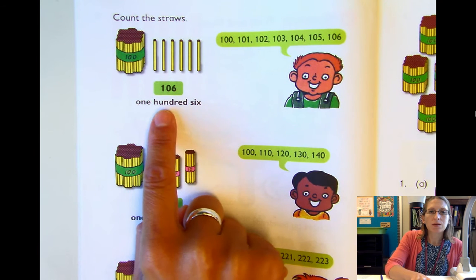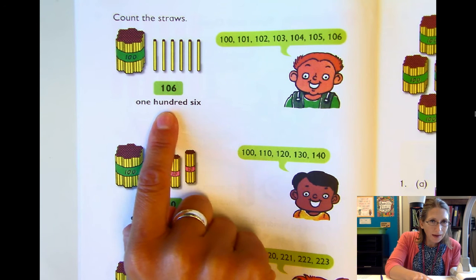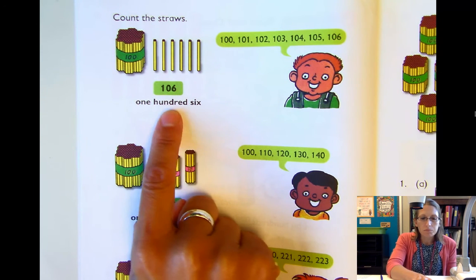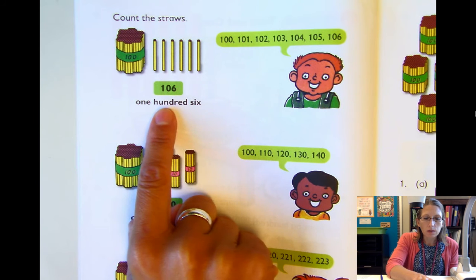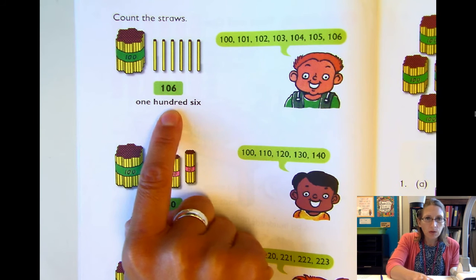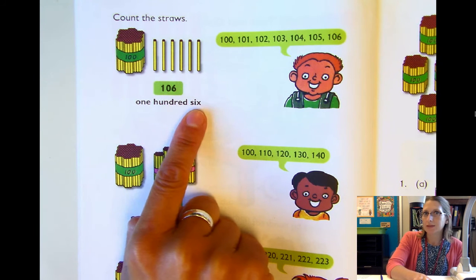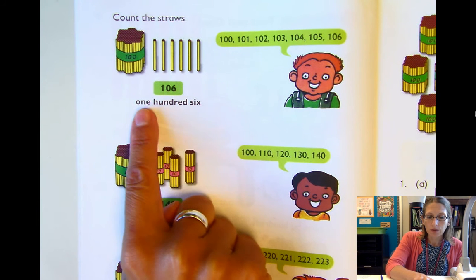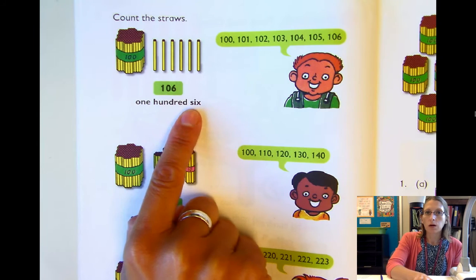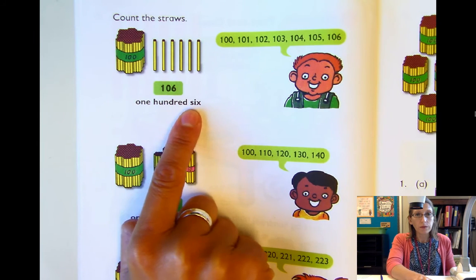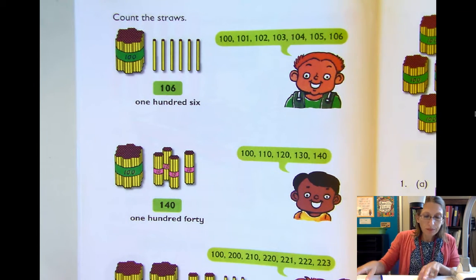106. Now, sometimes people say 'one hundred and six', and that's okay, but we don't really have to say the 'and'. We can just say 106. And then we know we have 106 ones. So, all right, what about this next one?